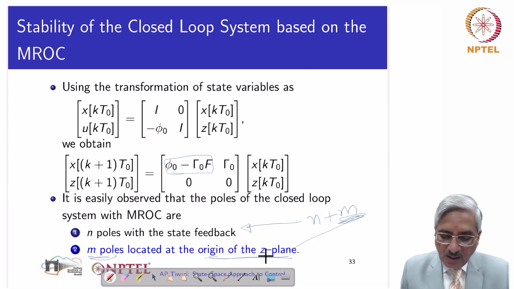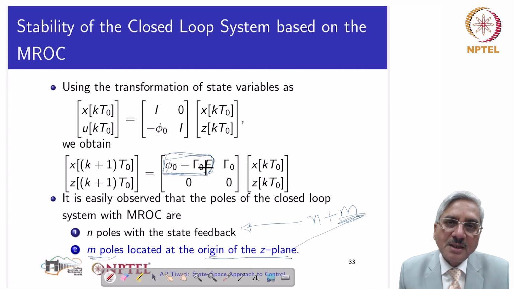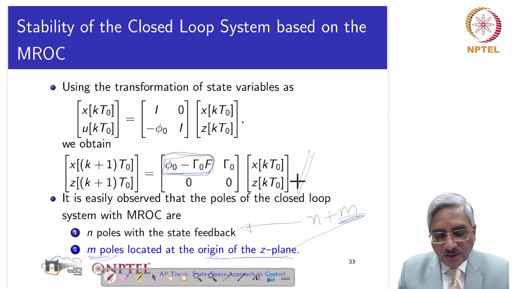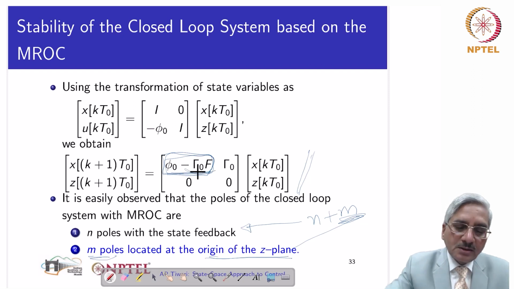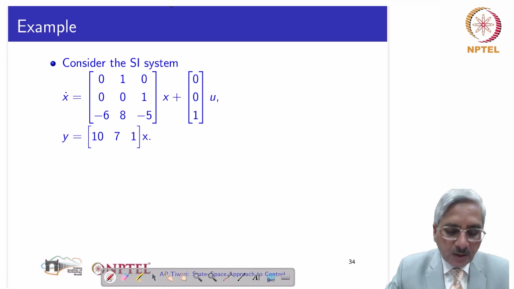So that means that if the state feedback is designed so as to stabilize the system, then this overall closed loop system based on the multi-rate output sampled controller will also be stable. So the only condition is this. This is an important result about the stability of the MROC. Now we just see one design example.